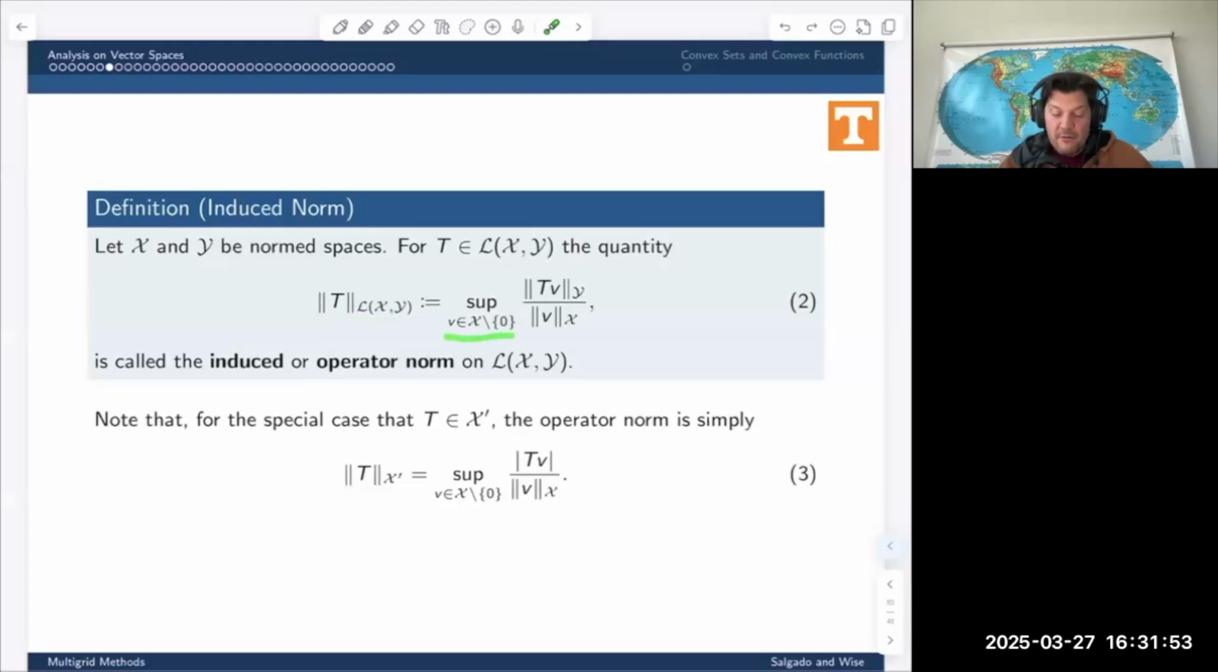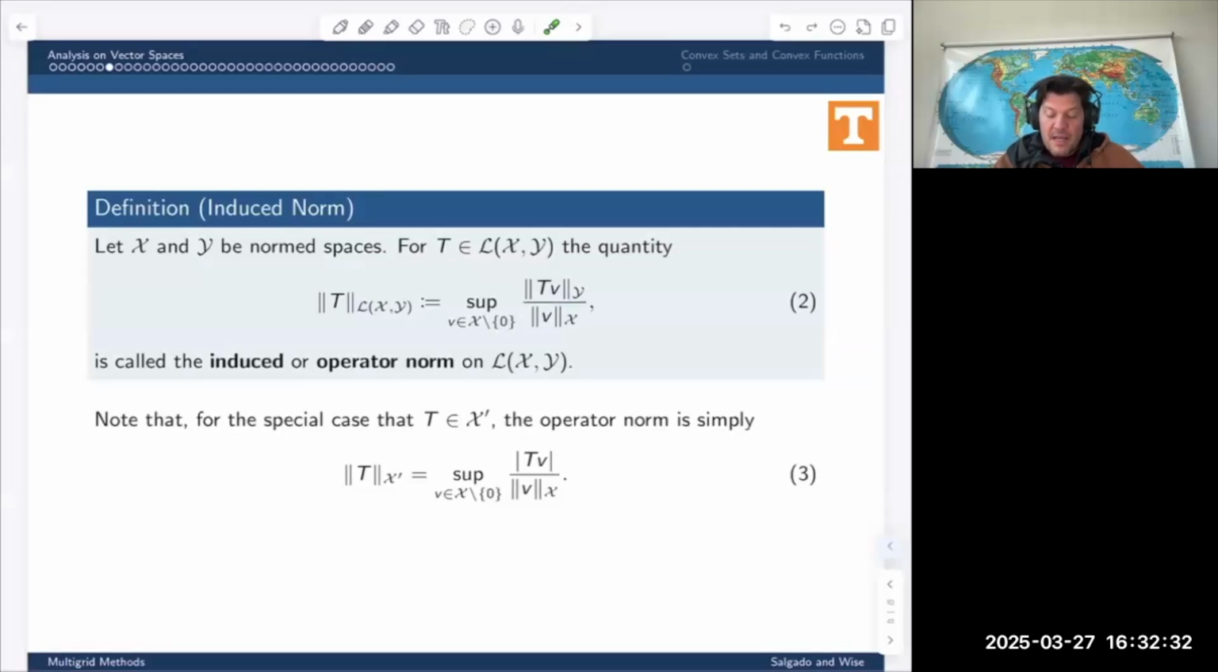the supremum over v in X, but not equal to 0. We can't take v as 0 yet, because that would make the denominator 0 identically by a property of norm. Remember, the norm of 0 is 0. In fact, that's the only vector that has norm 0. So it's going to be the supremum over v of the quotient, the Y norm of Tv over the X norm of v. This is called the induced or operator norm.